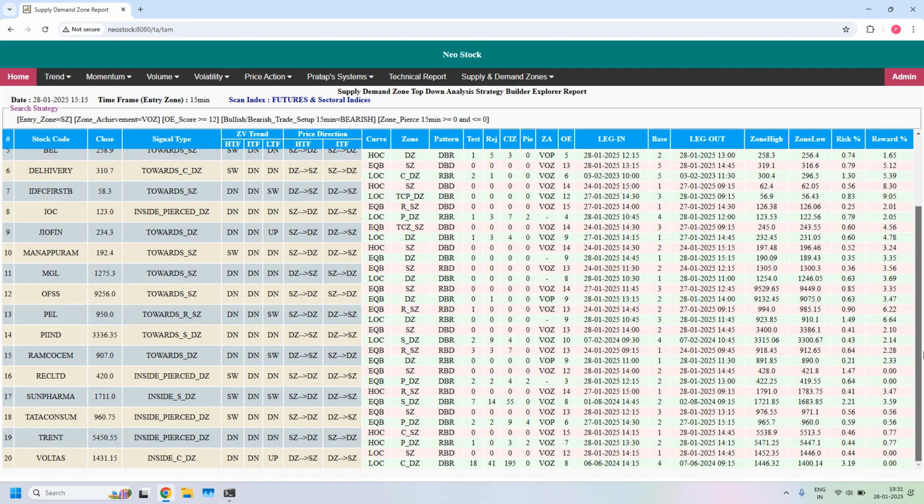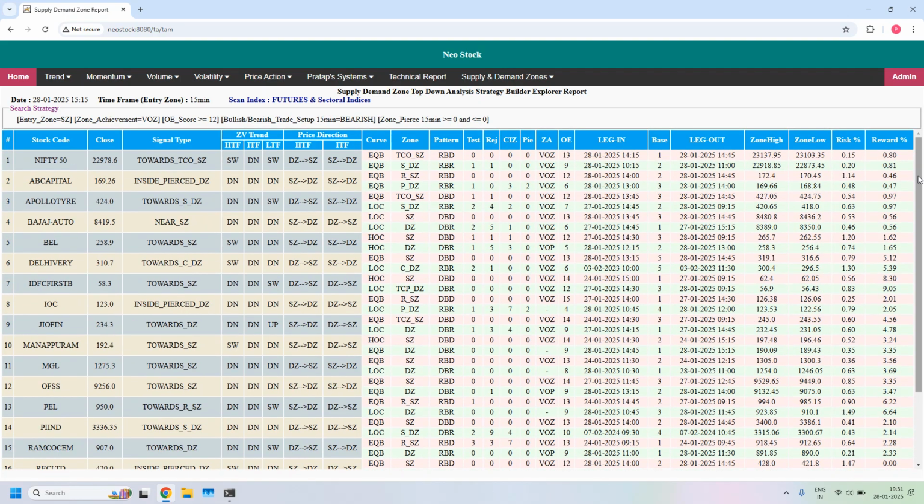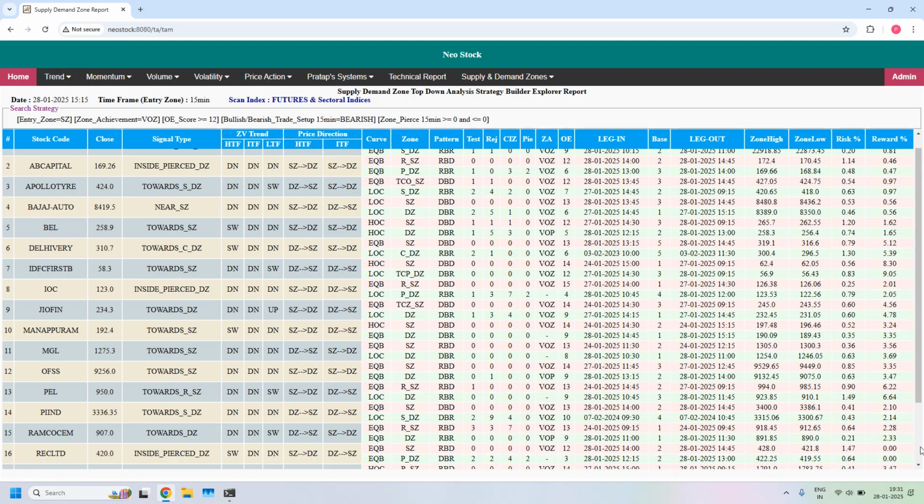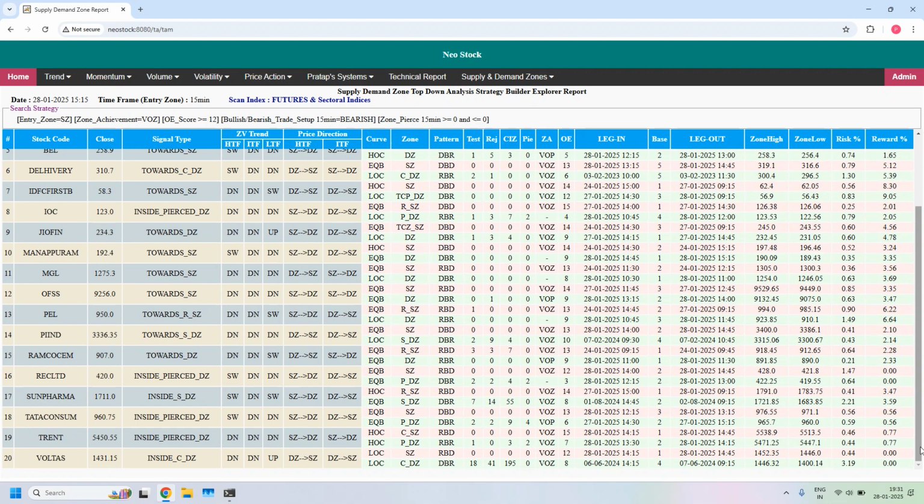Now we got 20 stocks. First 15 stocks in the list. I am scrolling the list down. And all these 20 stocks are currently supporting bearish trade setup for daily income trade. And entry time frame zones are 15 minute supply zones.